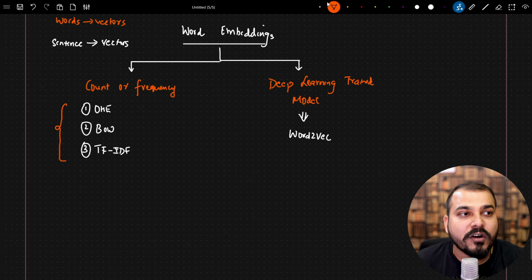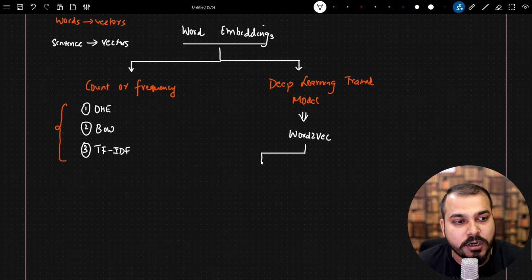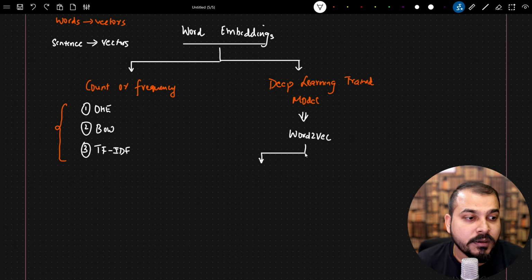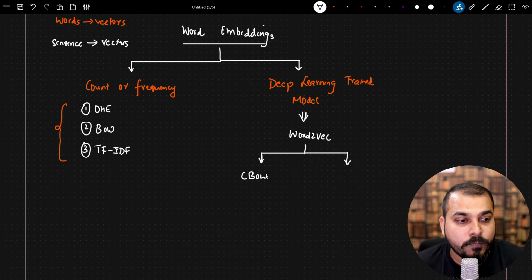Now, Word2vec is of two types, because the entire deep learning architecture is built on two different types. One is what we basically say CBOW. CBOW is nothing but continuous bag of words. Super important, continuous bag of words.